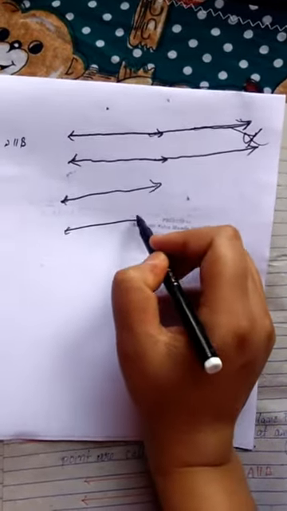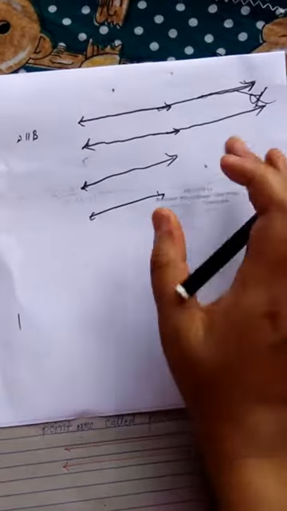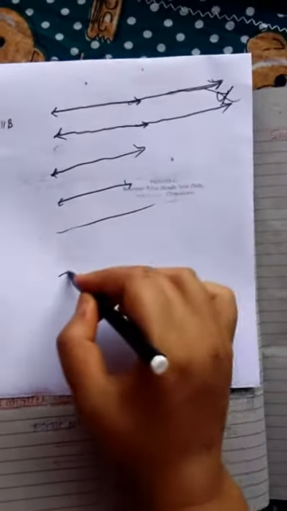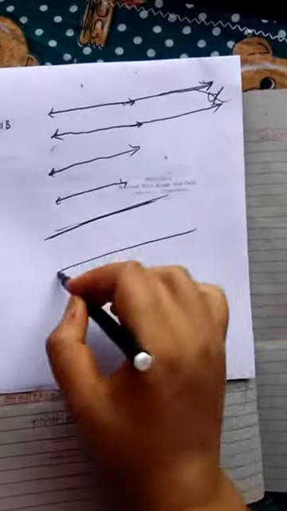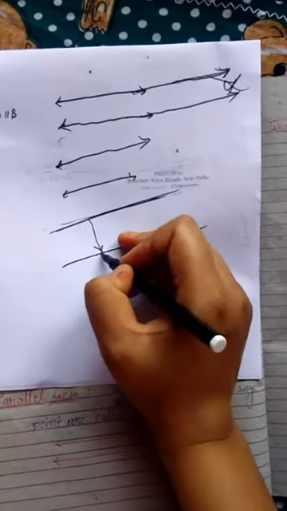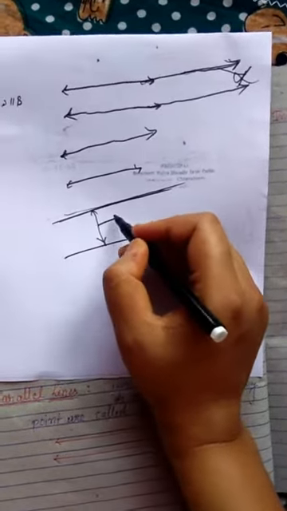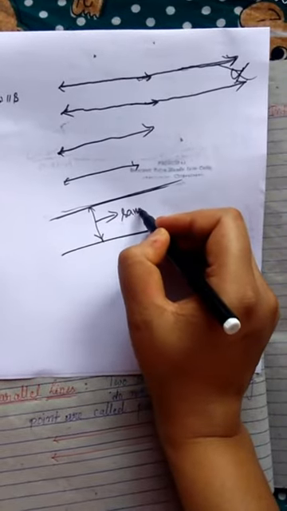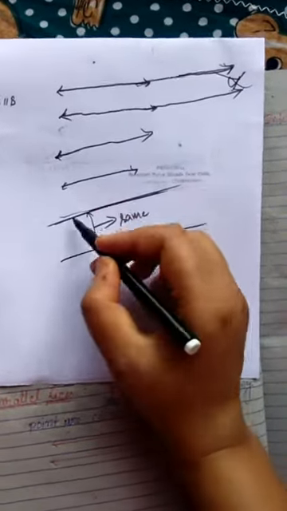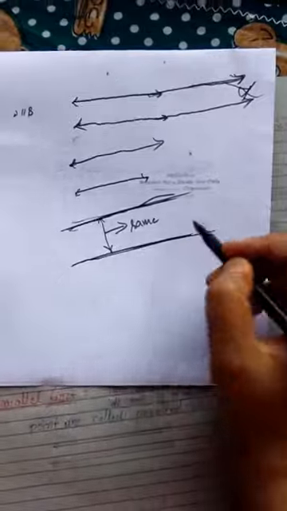You see the example of this railway track, which never crosses each other. It is always in the same direction, and the distance between the two lines is always the same. The distance between these two lines will always be the same.